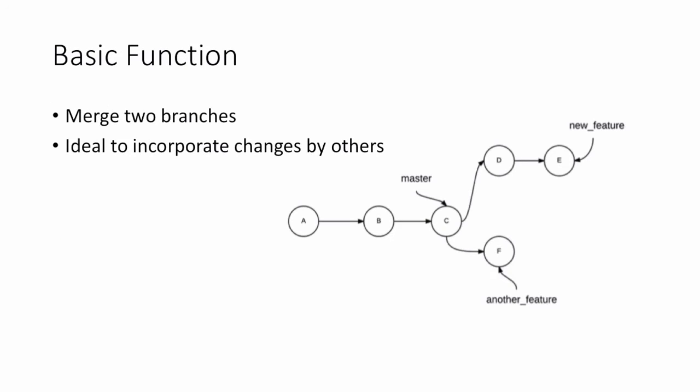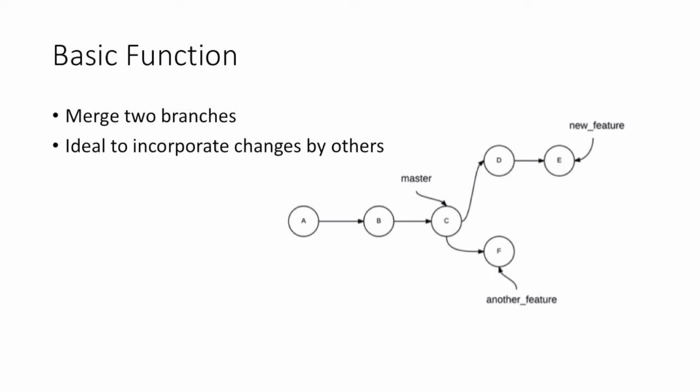When do we use the merge or rebase commands? The basic idea is to incorporate changes by others. In the figure, each letter signifies a commit in Git, and when you move from left to right, it shows a chronological order of commits.